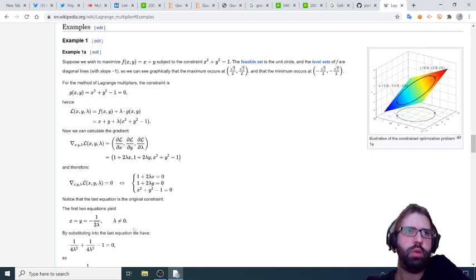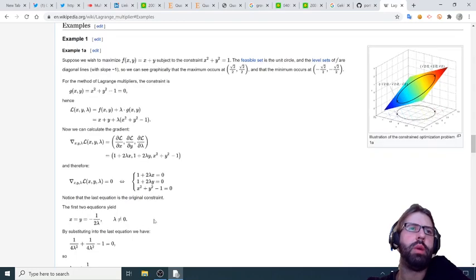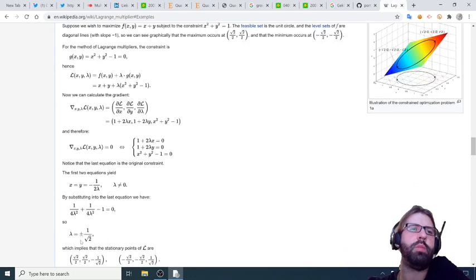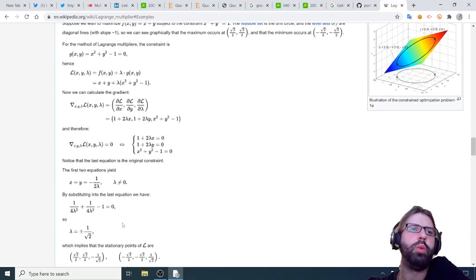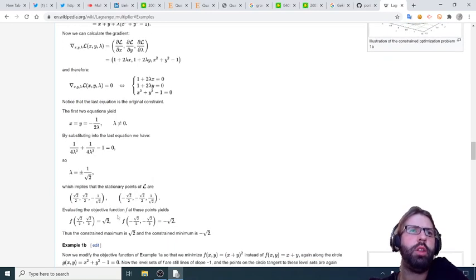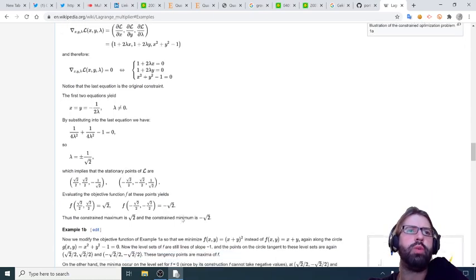And now notice that the last equation is the original constraint. The first two equations yield that x equals y equals -1 divided by 2 times lambda. Lambda cannot be 0. By replacing these into the last equation, we have that lambda is plus minus 1 over the square root of 2, which implies the stationary points of L are these. Evaluating the objective function f at these points yields square root of 2 and minus square root of 2. Thus the constrained maximum is square root of 2 and the constrained minimum is minus square root of 2.